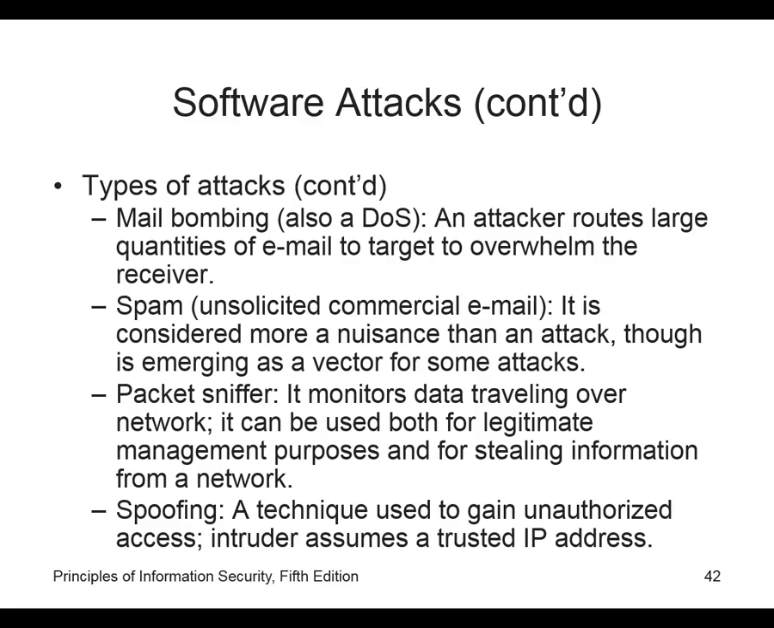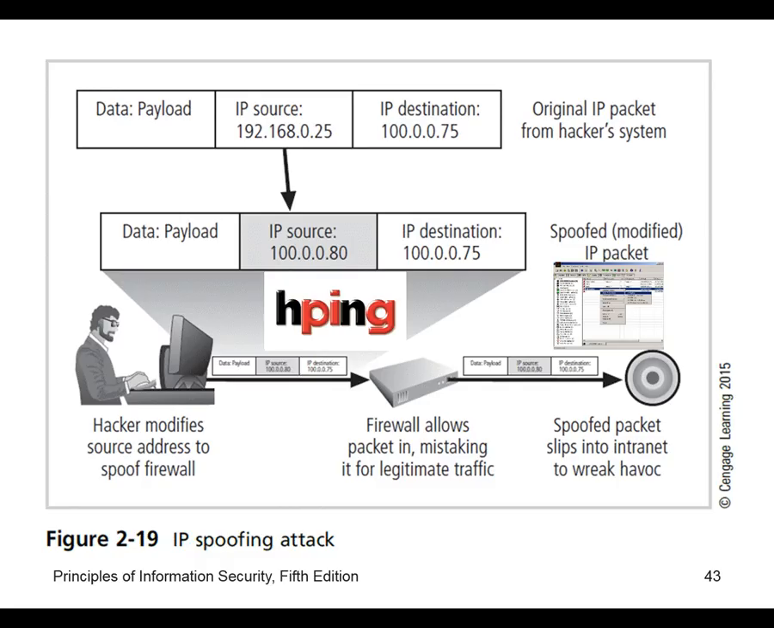Types of attacks: mail bombing, spam, packet sniffer, spoofing. We'll cover all of those in some of the later classes. IP spoofing. There's two different applications that you can use, HPing3 and Cain, that will assist you in spoofing an IP address so you can pretend to be someone that you're not. And I think that you use that in forensics.